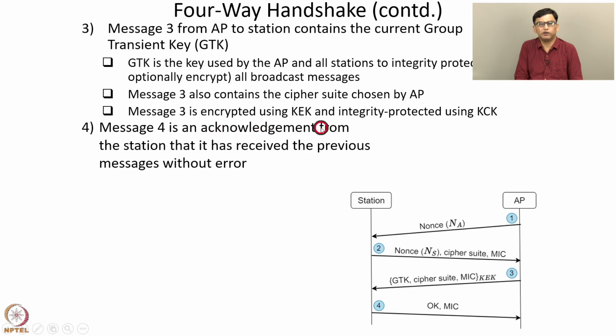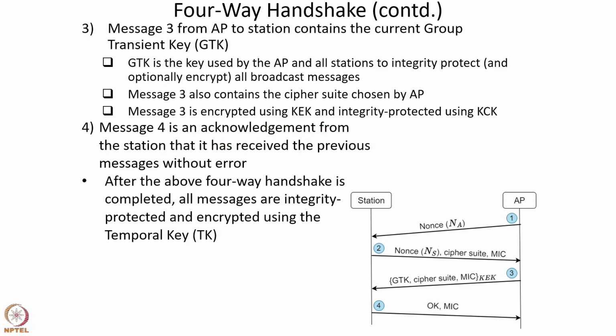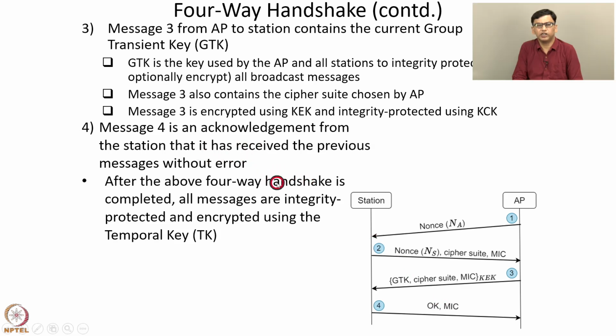Message 4 is an acknowledgement from the station that it has received the previous messages without error. Also MIC is added to this message to prevent any tampering. So this completes the four-way handshake. After this four-way handshake is completed, all the messages are integrity protected and encrypted using the temporal key. After the four-way handshake, the station and the access point have a secret key shared among them, namely the temporal key, which can be used for integrity protection and encryption of the data messages that are exchanged subsequently between the station and the access point.